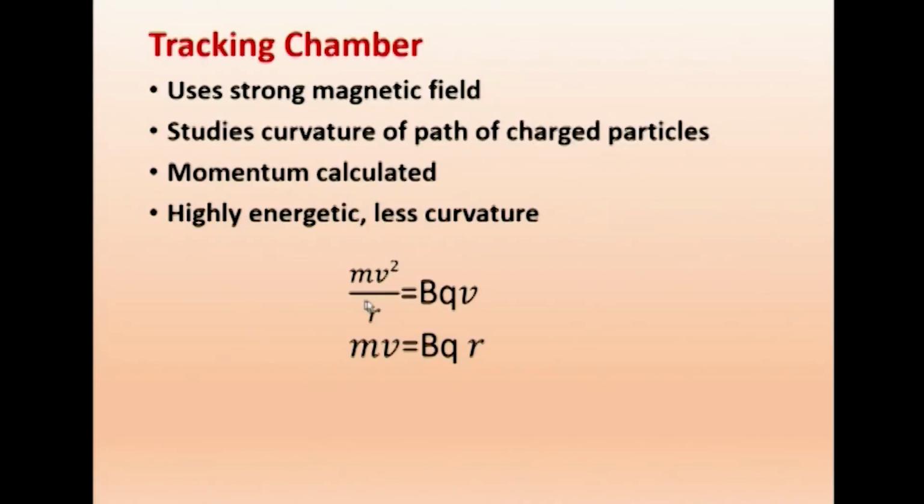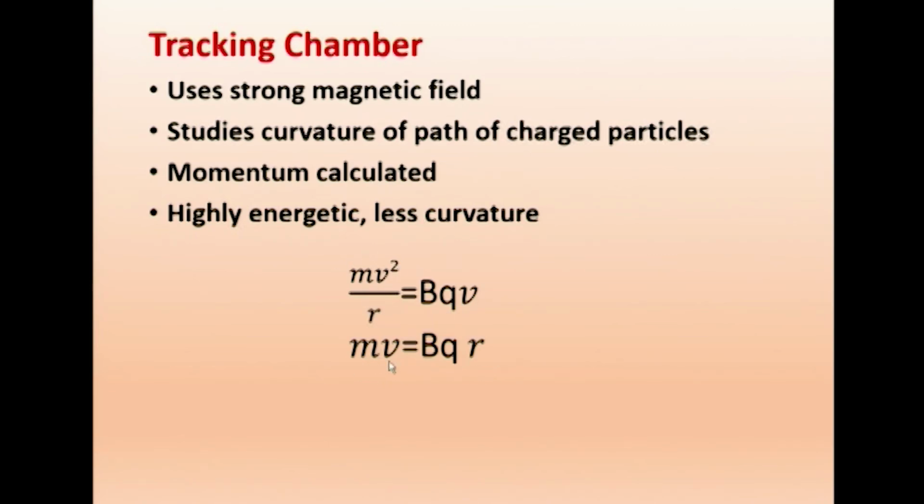From the simple relation, we get mv squared by r is equal to Bqv. This is the Lorentz force and this is the centripetal force. We equate the centripetal force for bending to Bqv, where B is the magnetic field used, q the charge of the particle, and v the velocity. So if you simplify that, we get mv equal to Bqr.